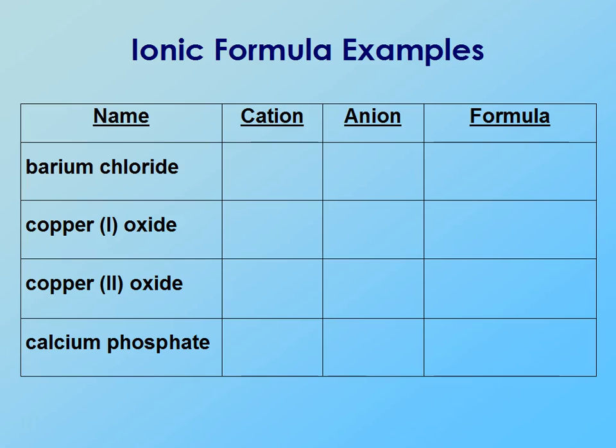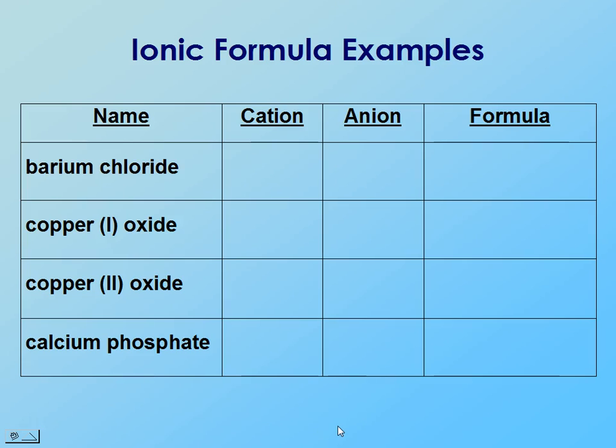Alright, so here are 4 names for us: barium chloride, copper(I) oxide, copper(II) oxide, and calcium phosphate. You do not have to do these 2 columns in the middle. If you are okay getting to here with just the names, I'm fine with that. This is just one way to help you keep things organized.